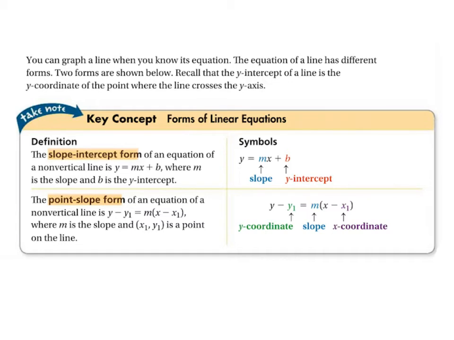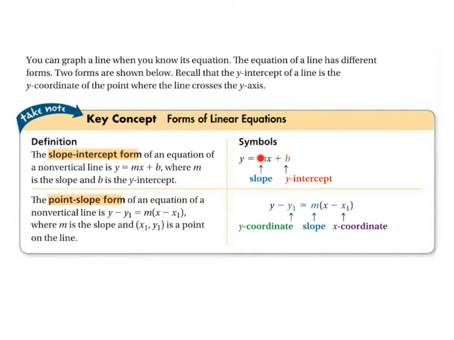All right, so what we're seeing here is that you can graph a line when you know its equation. If we have the equation of it, we can put it on the graph, and this is how you do it. By the way, the equation of a line has different forms, and here are 2 forms, slope-intercept form and point-slope form. This is where you can see the slope in there and where it intersects with the y-axis. And this one is where you have the coordinates of one of the points on the line and the slope of the line.